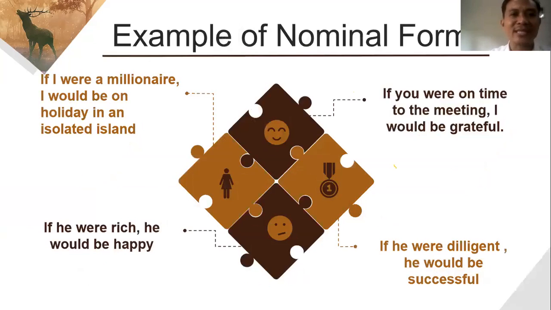Okay, right. So the next is an example of nominal form. If I were a millionaire, I would be on holiday on an isolated island. Do you find a verb here? An ordinary verb? No, we don't find one. So were here is to be, and up to would is be. It can be followed by a prepositional phrase, adjective phrase or noun phrase, but not as an object. The next sentence: if he were rich, he would be happy.